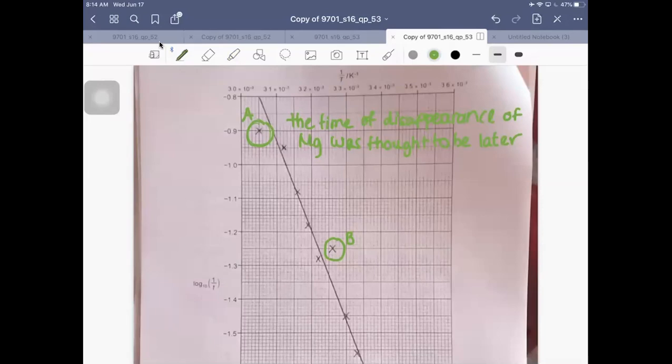Another possible reason, and this one is more likely, is that the time stopped was too late. Again, human error. Maybe because the reaction was so fast, you didn't manage to stop the timer on the spot at the correct time.